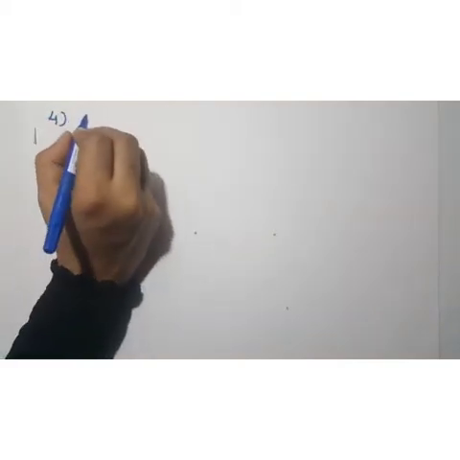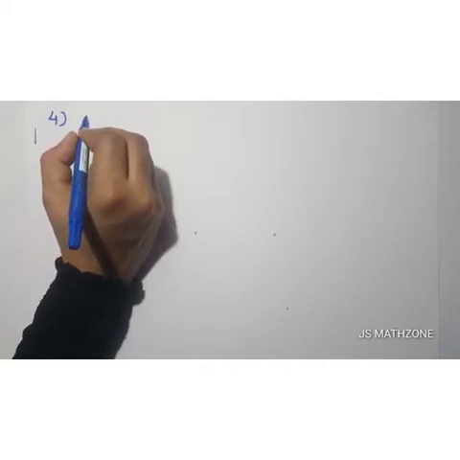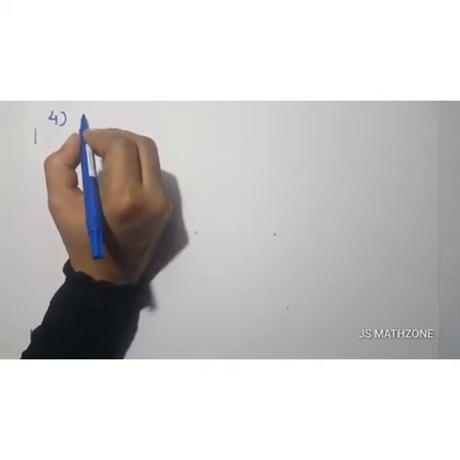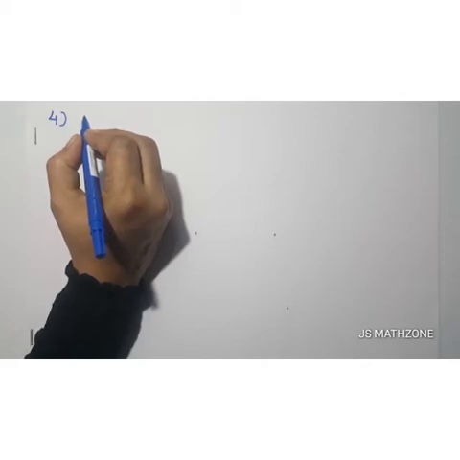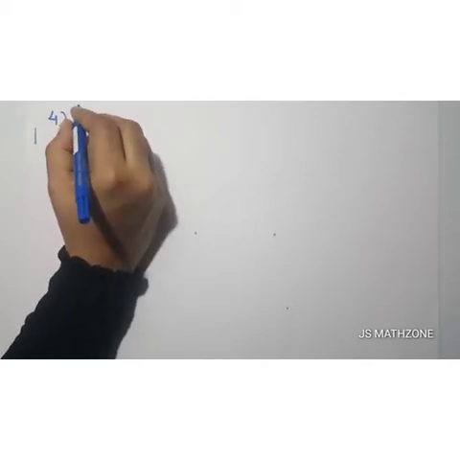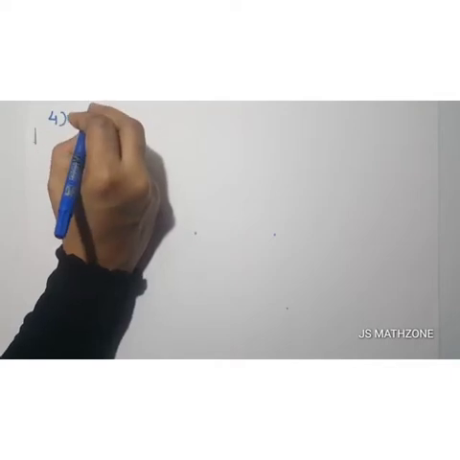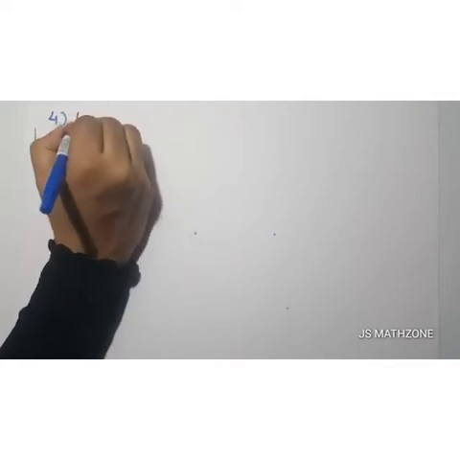Next is the fourth question. 2000 rupees was deposited in a scheme in which interest is compounded annually. After 2 years, the amount in the account was 2200 rupees. Then what is the rate of interest? That is, we want to find the rate of interest.